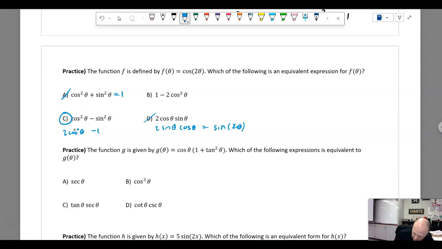So similar to B, but not quite it. And then the other one is 1 minus 2 sine squared theta. They all have subtraction, but the sine and the cosine kind of stay in their place. Answer is B. Or sorry, C. Answer C.